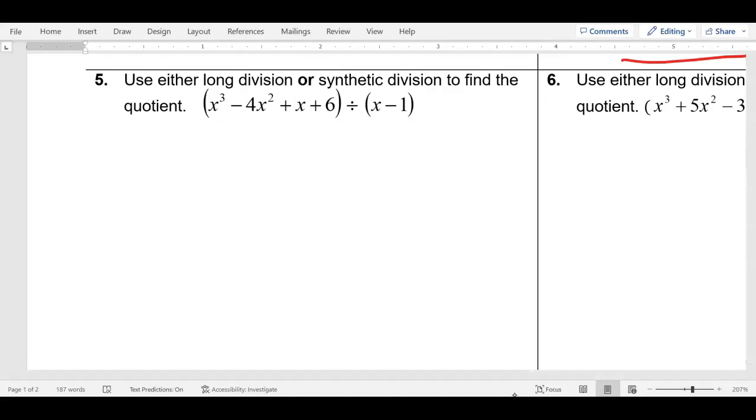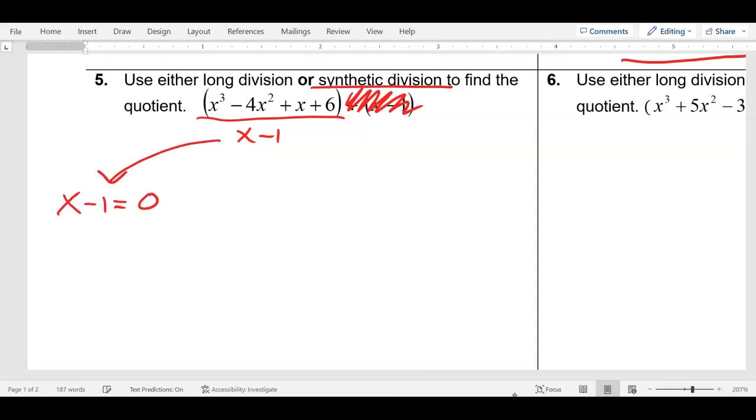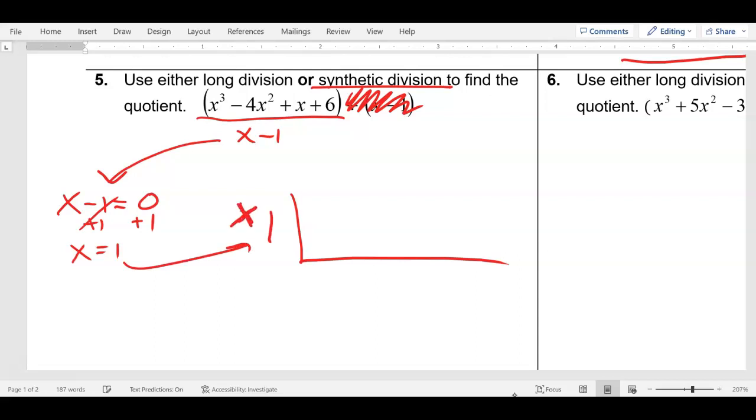So another way to think about this is being divided by x minus 1, and we'll just scratch that out right there. That's another way to write it. So remember, when we're doing synthetic division, we set this equal to 0, solve, we get x equals 1, we make this big L, and we put this 1 right here. It is my multiplier, okay?